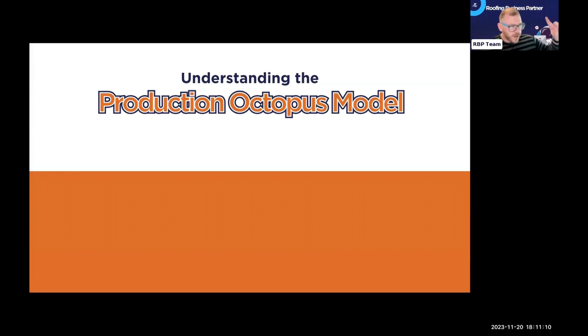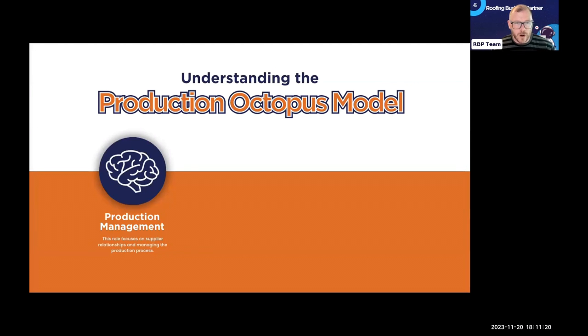Tool, process, adoption. Production Octopus. This is one of my favorite things to talk about. I want to help you guys understand this. So the core fundamentals are, we are designing an org chart for your production department, which is going to start with production management. This role focuses on the supplier relationships and managing of the production octopus.